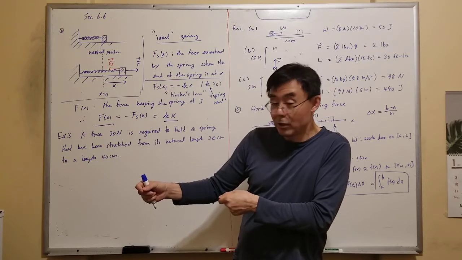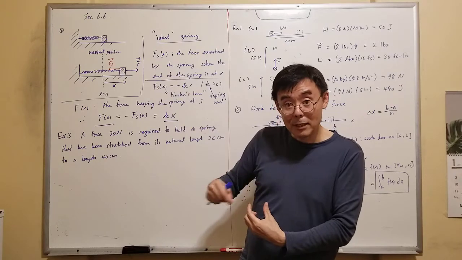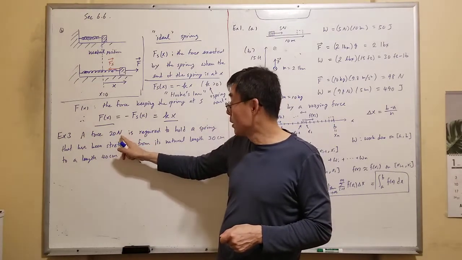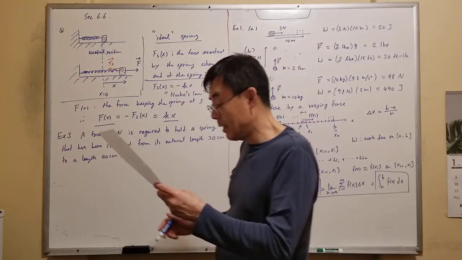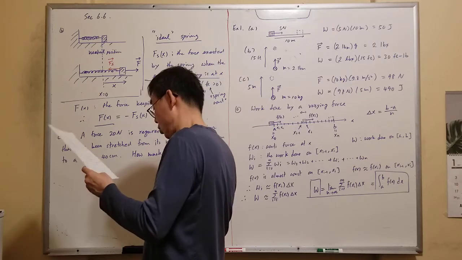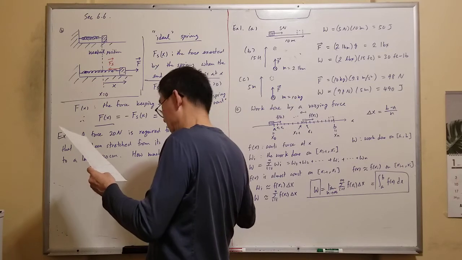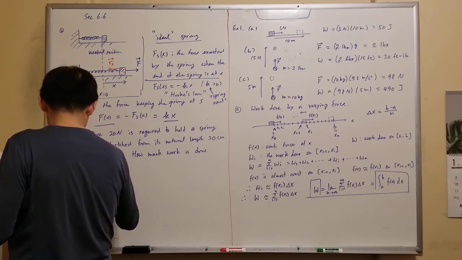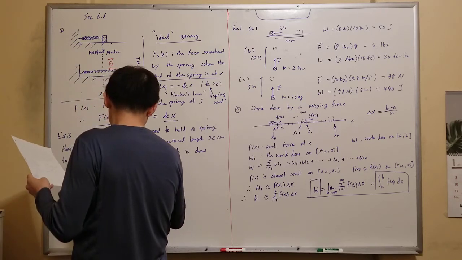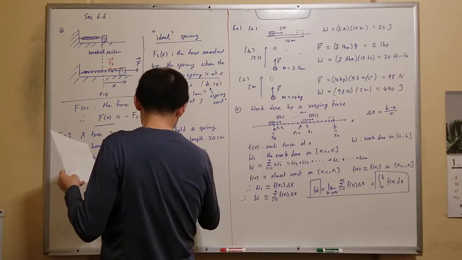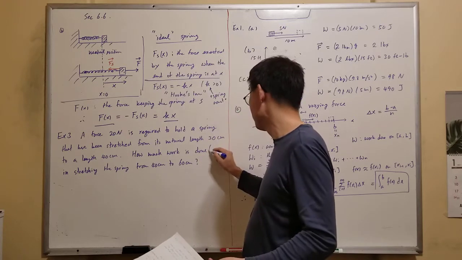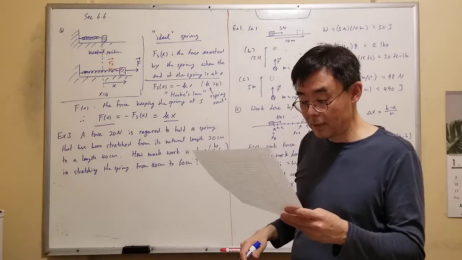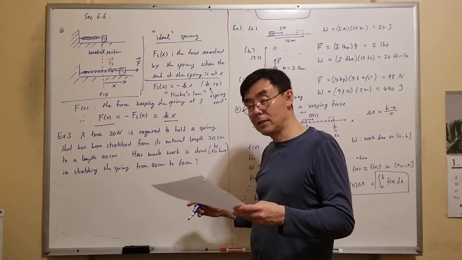In order to stretch from original length 30 to 40, you have 10 centimeter net change from the neutral position. In order to keep it that way, you're required to exert 20 Newton. In that case, how much work is done in stretching the spring from 40 centimeter to 60 centimeter? How much work is done, obviously, by the force on the spring or object attached to the spring, in stretching the spring from 40 to 60 centimeter.